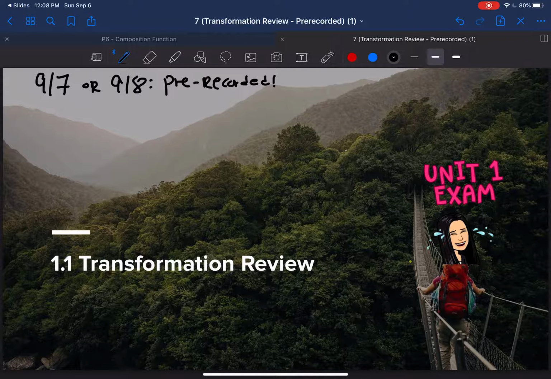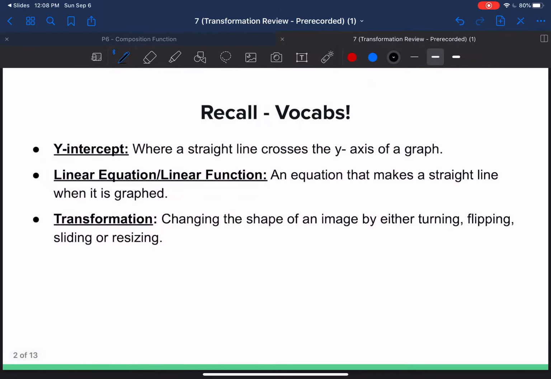This is a pre-recorded video and we are going to go over transformation, which was 1.1, one more time because we will have a unit test very soon, and I know a lot of people struggle with the transformations. So let's just review these examples again.